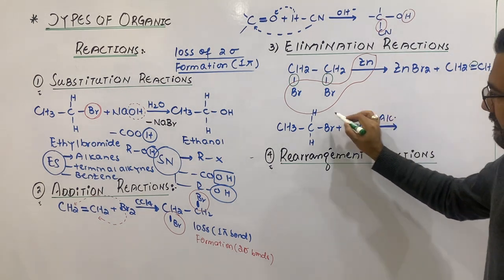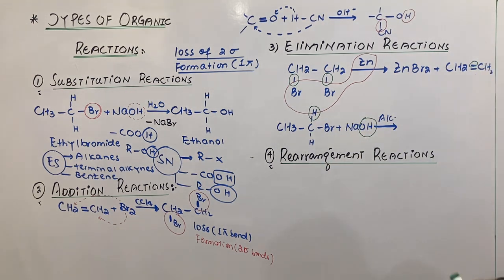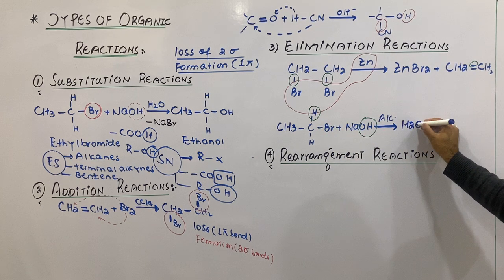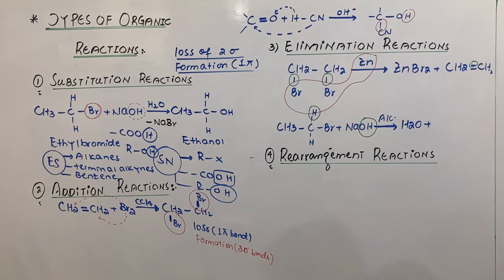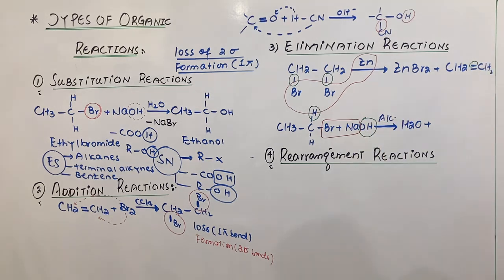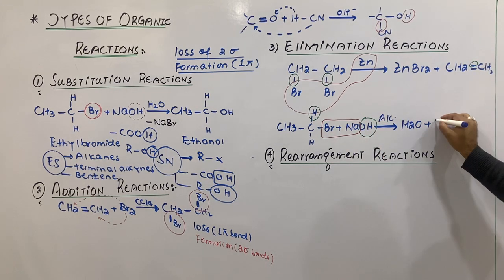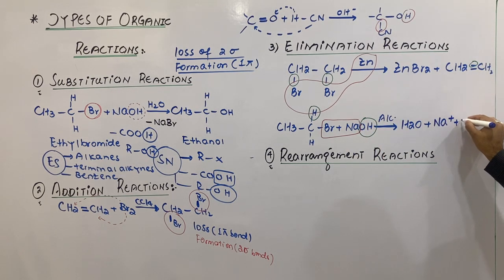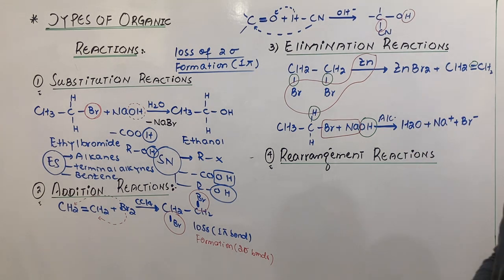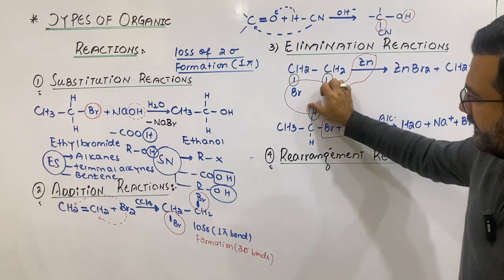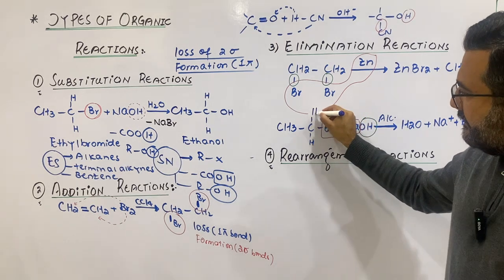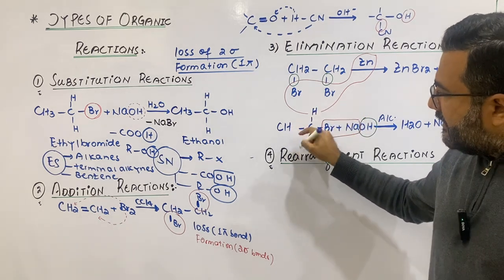This OH will join with one of the hydrogens of this carbon. You will get water plus this sodium will be joined to this bromine. You will get sodium bromide in ionic form, Na positive plus Br negative, because when the sodium bromide will be in water, that will be ionized. Now, sorry, my dear students, here this hydrogen is not taken, rather it's a small mistake here. The hydrogen from beta carbon is taken.